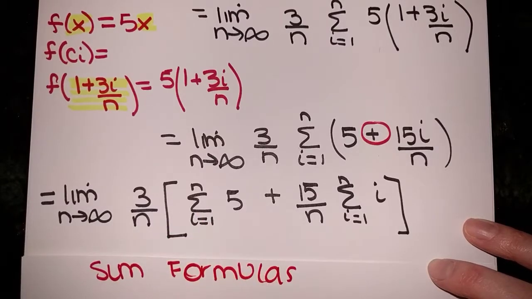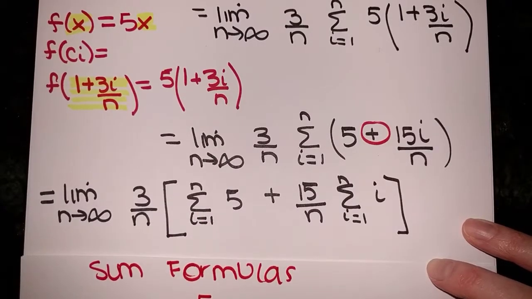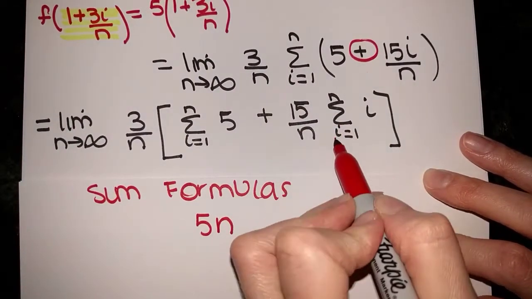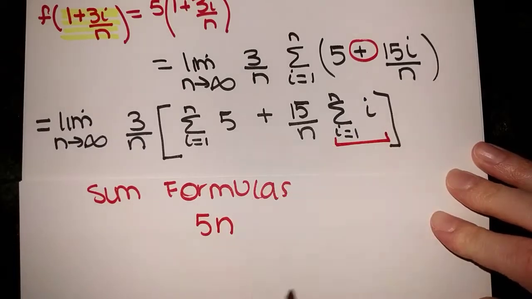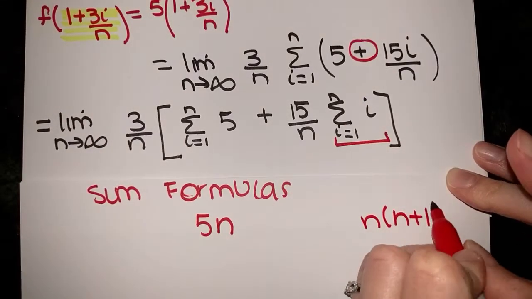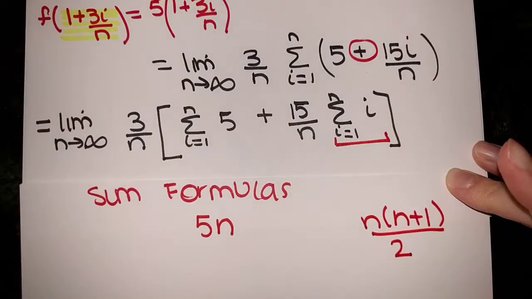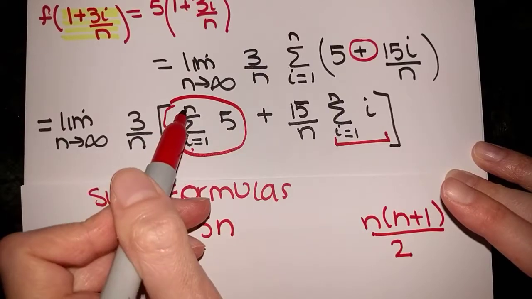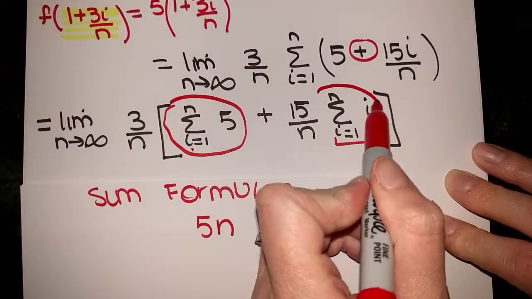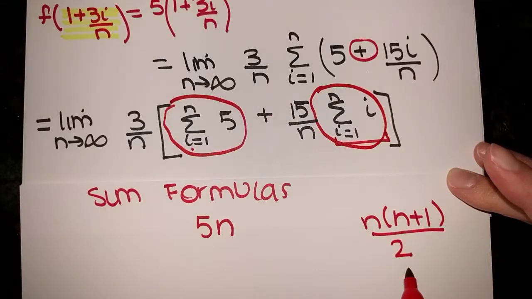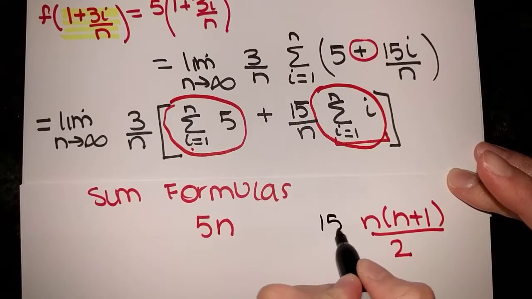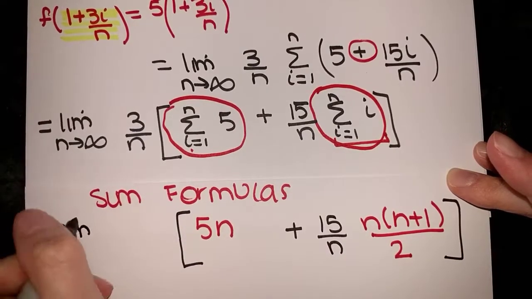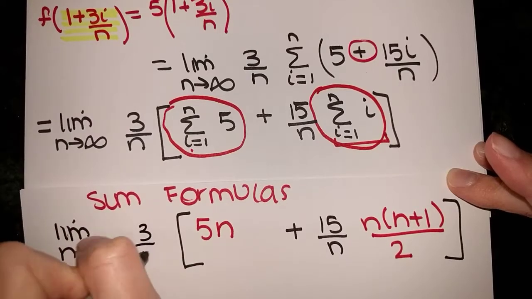So this 5 is going to become a 5n, and that's by the summation formula. C is going to become Cn. And the summation of the i's is going to become n times n plus 1 over 2. Okay, and everything else is going to be the same. So this summation of i equals 1 to n of 5 became 5n. This summation of the i's became n times n plus 1 over 2. But we still have the 15 over n, and we still have this whole limit as n goes to infinity of 3 over n.